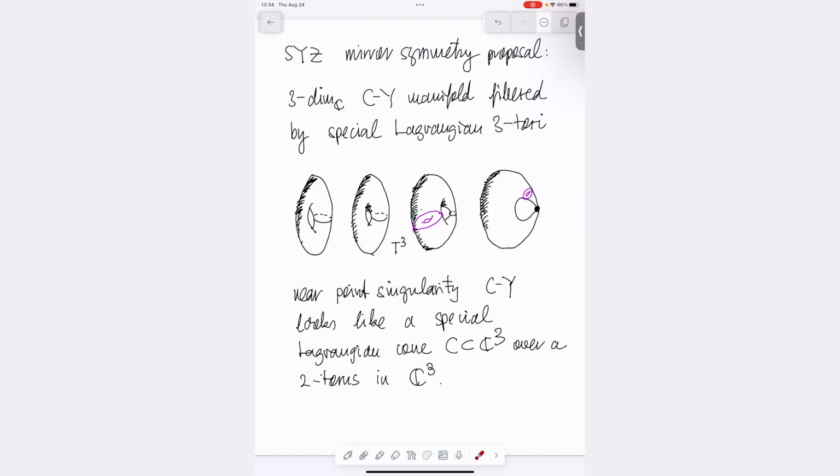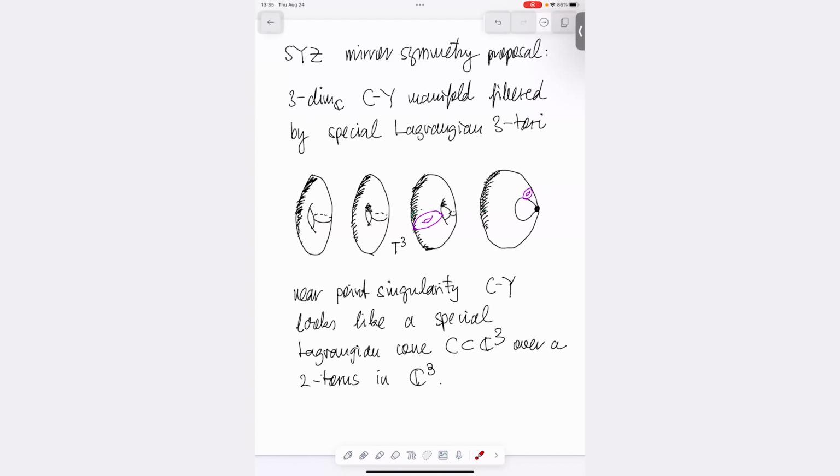But the way to construct the mirror has to do with certain torus fibrations. Each Calabi-Yau is supposedly fibered by special Lagrangian tori. Lagrangian means that the Calabi-Yau is a Kähler manifold, so it has a 2-form, a symplectic form, and the symplectic form vanishes on the tori of the fibration. Special Lagrangian means that they are minimal, calibrated by the holomorphic volume form. Just for those who are experts here.